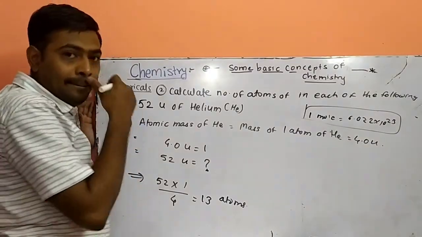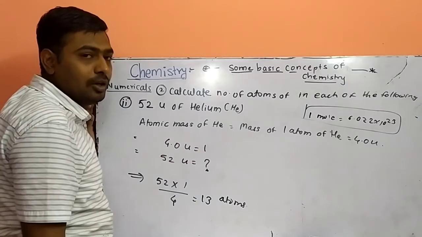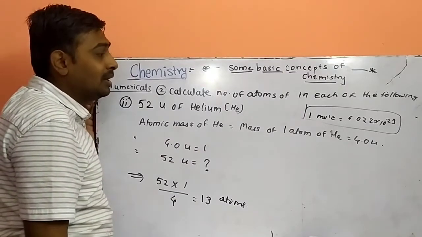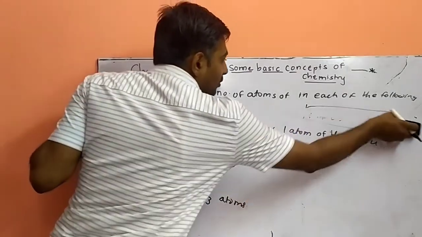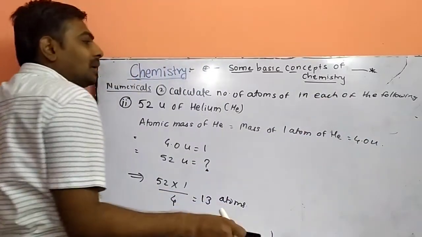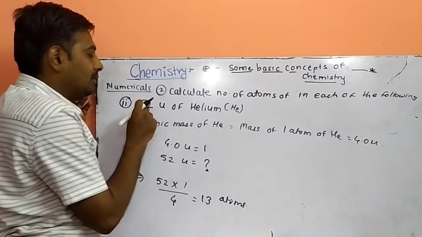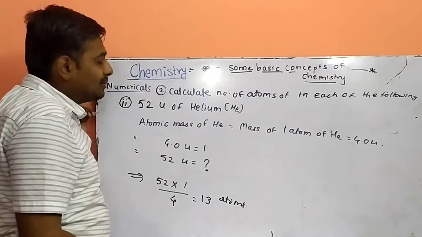Second numerical. 52 units of helium contains how many atoms? In the previous numerical, what did we calculate? We calculated atoms from moles. But right now moles are not given, units are given. 52 units of helium contains how many atoms?